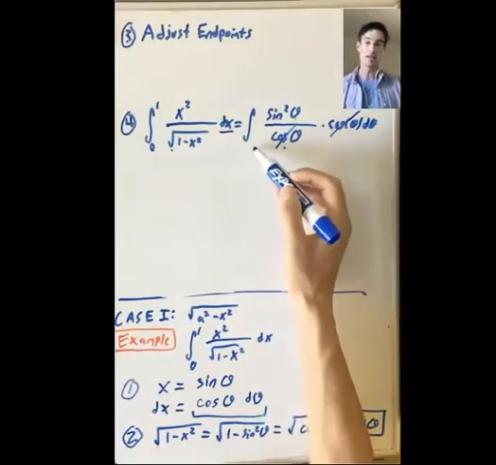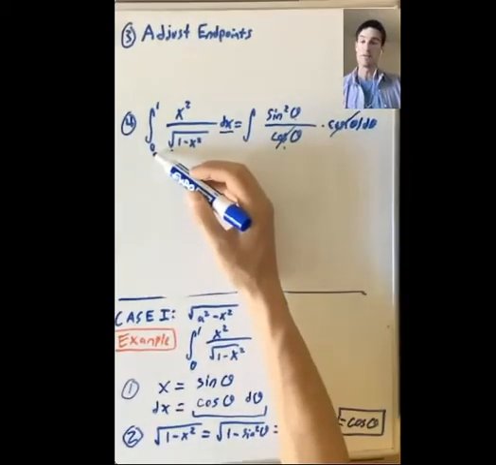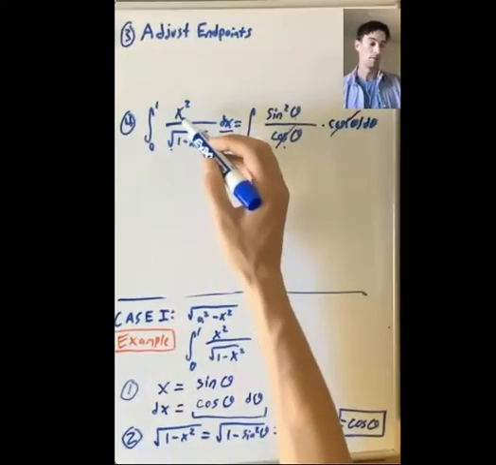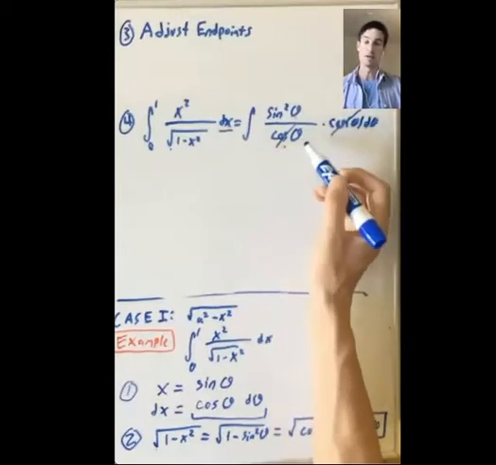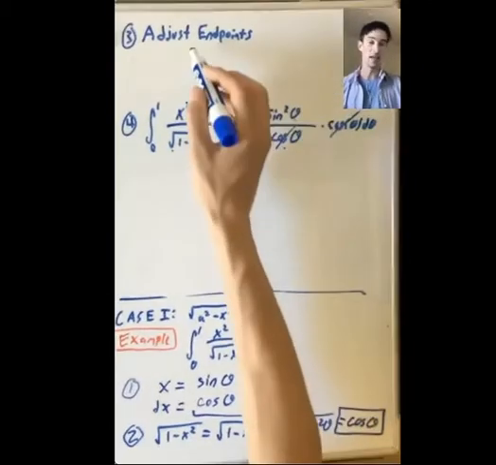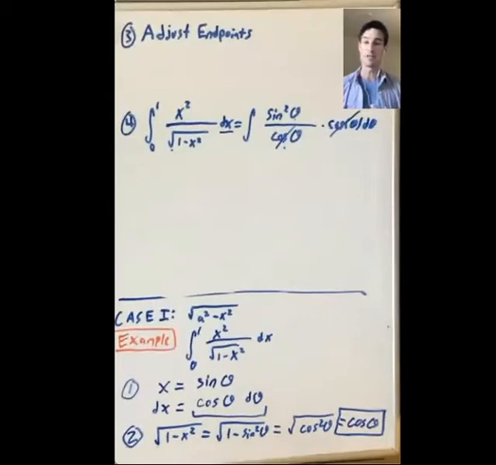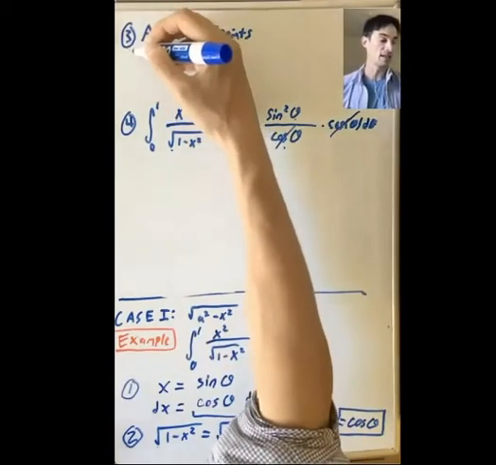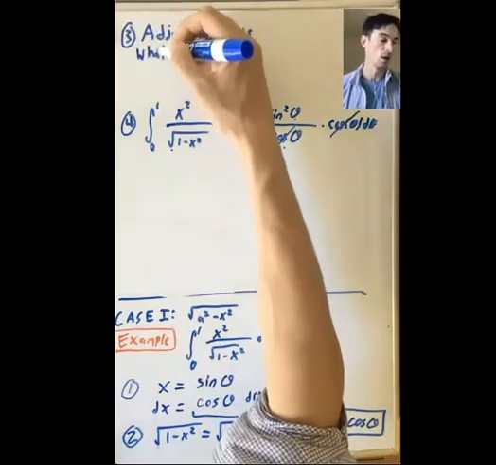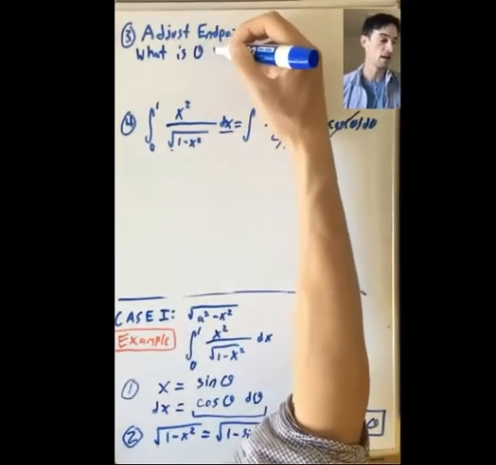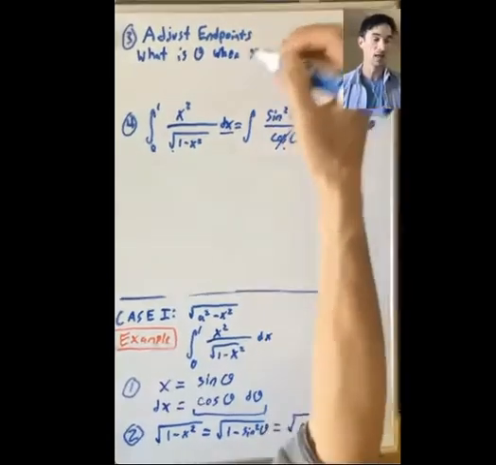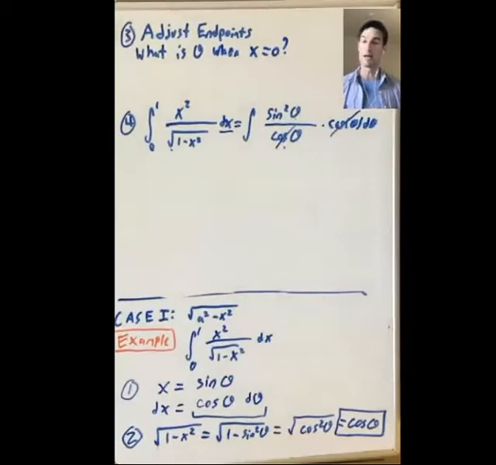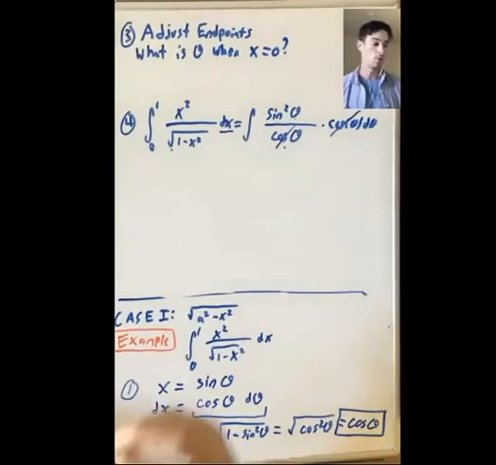But this is not quite done, because we started with a definite integral from 0 to 1, meaning x goes from 0 to 1. And now we have an integral in terms of theta. So we need to adjust the endpoints. It's just like what happened in u substitution. So the question is, what is theta when x equals 0? And then the same question for the top endpoint, what is theta when x equals 1?